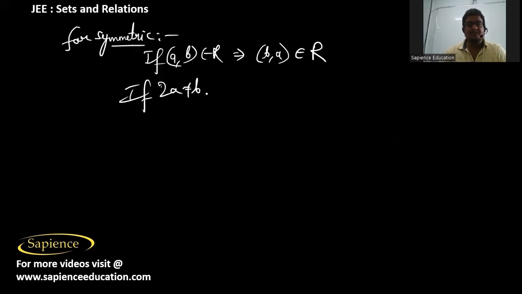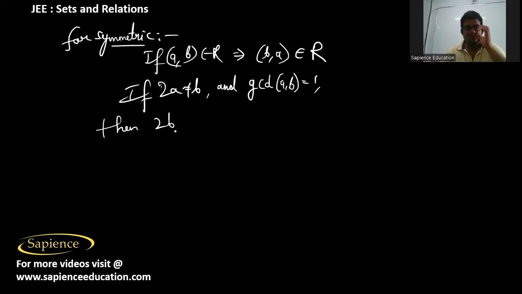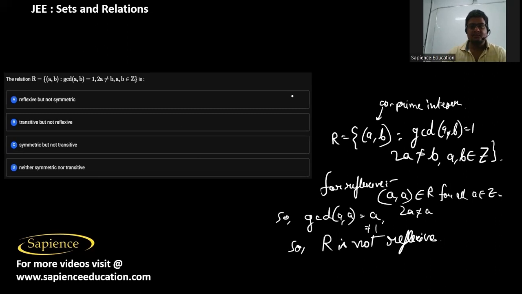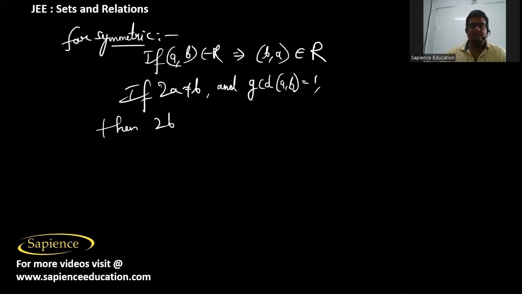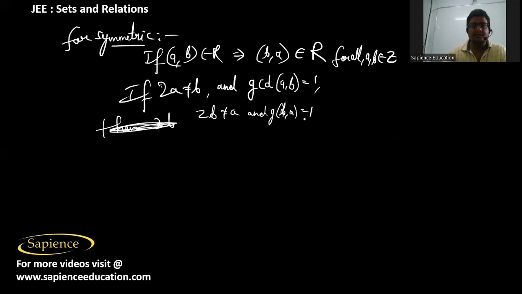Now, if 2a is not equal to b, and the greatest common divisor of a, b equals 1, then 2b also... here I should write for all a, b belongs to Z. So now suppose 2b also will not be equal to a, and the greatest common divisor of b and a will be 1, but 2b will not be equal to a.